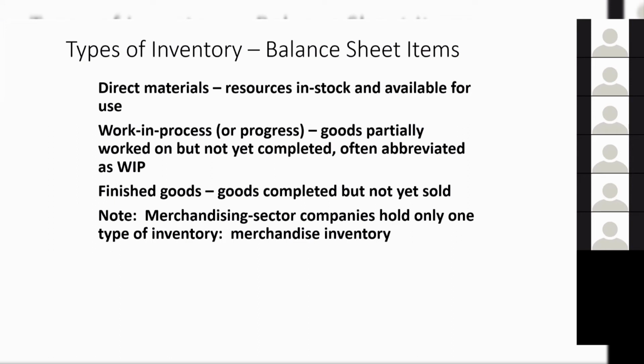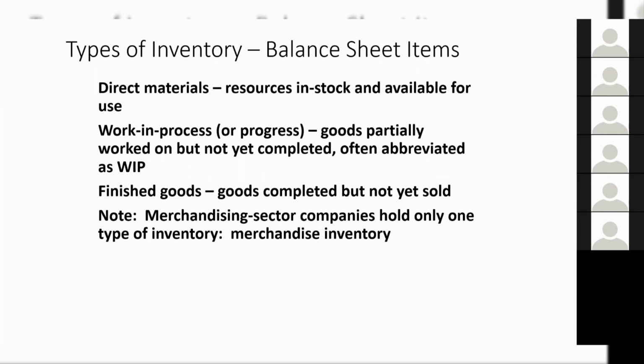Manufacturing sector companies purchase materials and components and convert them into finished goods. These companies typically have one or more of the following three types of inventory. Direct materials, those are the resources in stock and available for use. We have work in process. I call it both work in process and progress. Goods partially worked on, but not yet completed, often abbreviated as WIP.